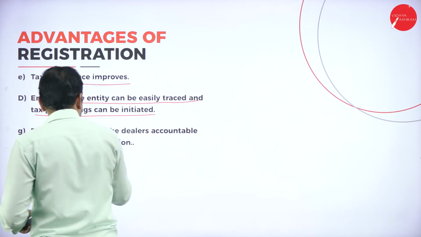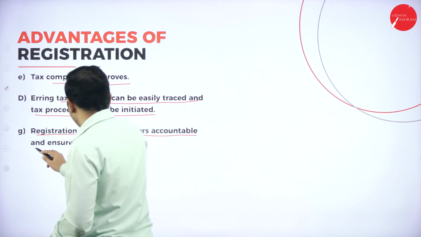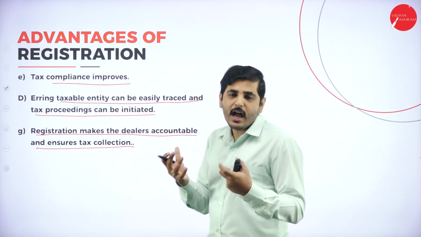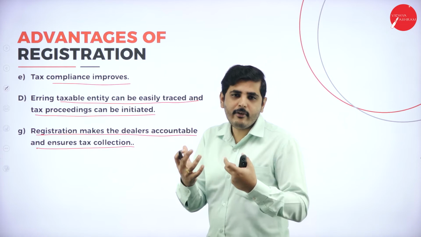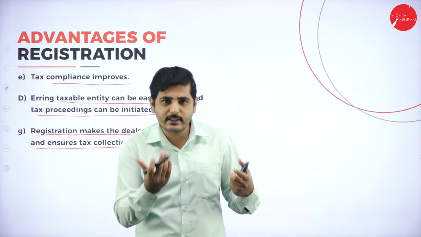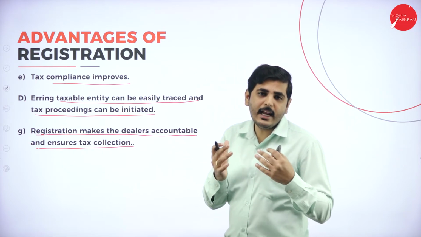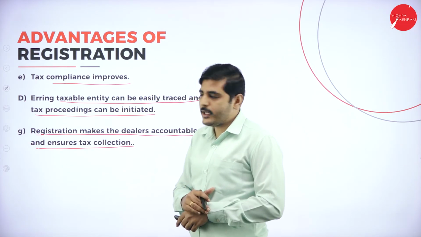Next one, registration makes the dealers accountable and ensures tax collection. Once a business person gets registered, every year or every month they have to file returns to the government. On the basis of that, the government can easily calculate the tax and also provide the input tax credit.